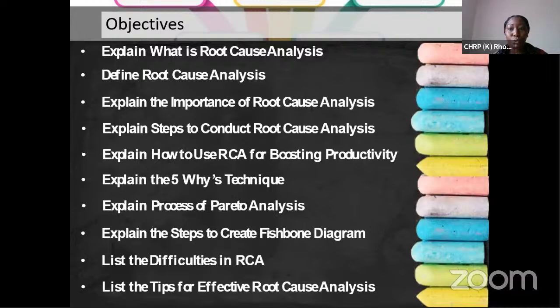But today we are going to look at real life examples. Again, we are going to explain the process of Pareto analysis, how it came about, or what we call the 80-20 rule. And finally, we are going to look at the steps for creating the fishbone diagram, being the third method that we are going to look at.